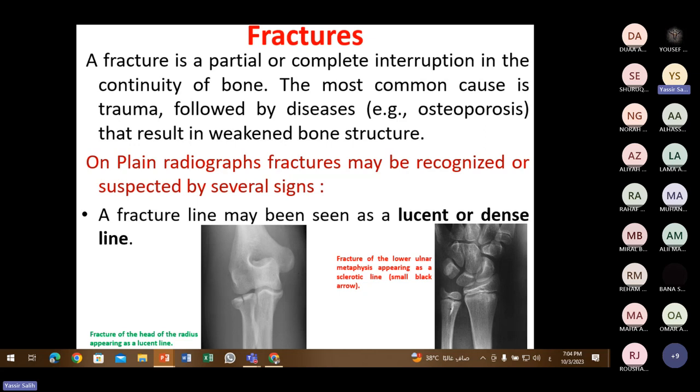But the first sign of fracture is presence of a line of fracture. This line of fracture may be loosened, black. But this is a loosened line, meaning interruption of the cortex by this loosened line. But this is a fracture at the head of the radius. So the first sign of fracture is the loosened line.